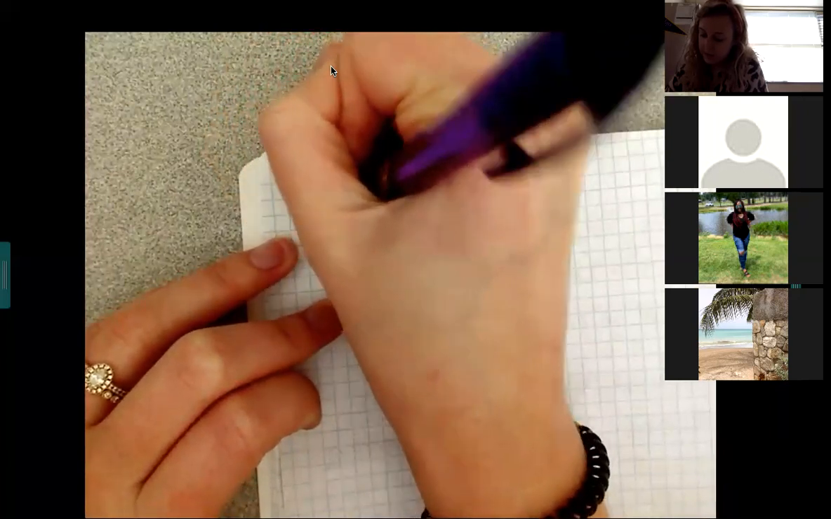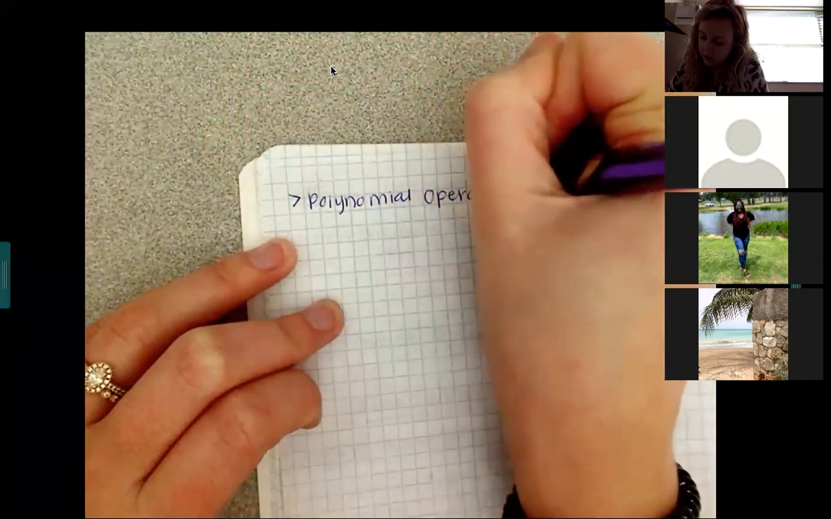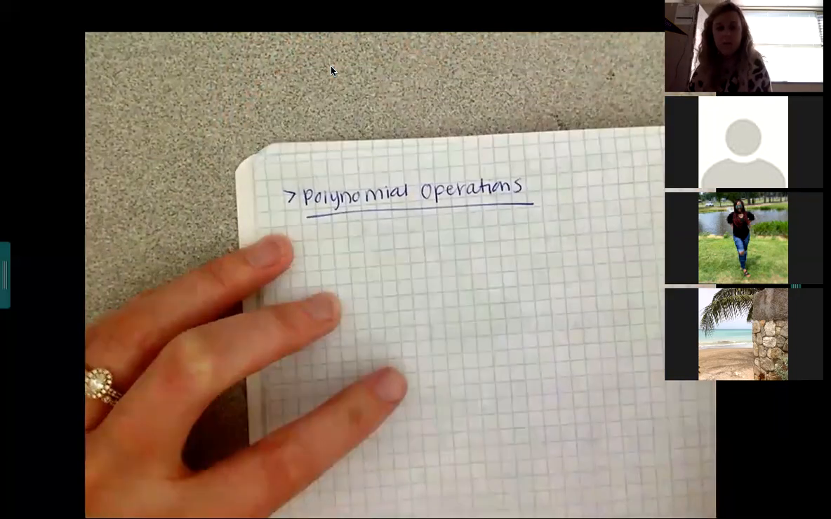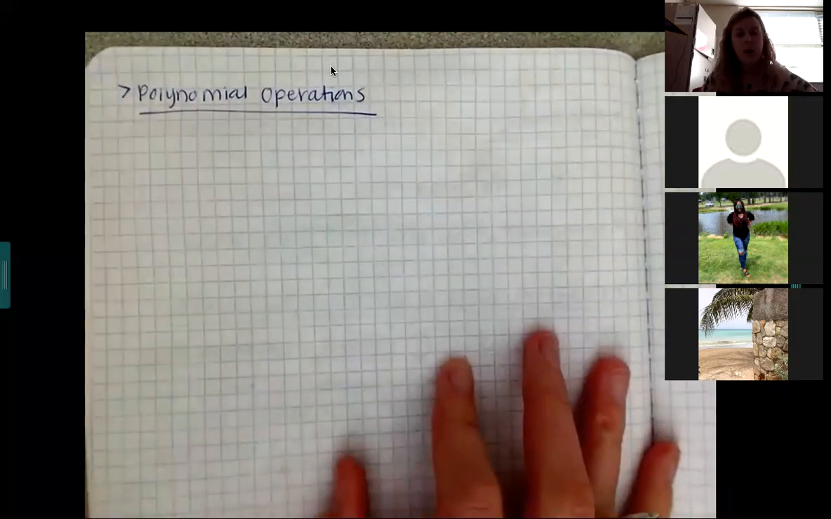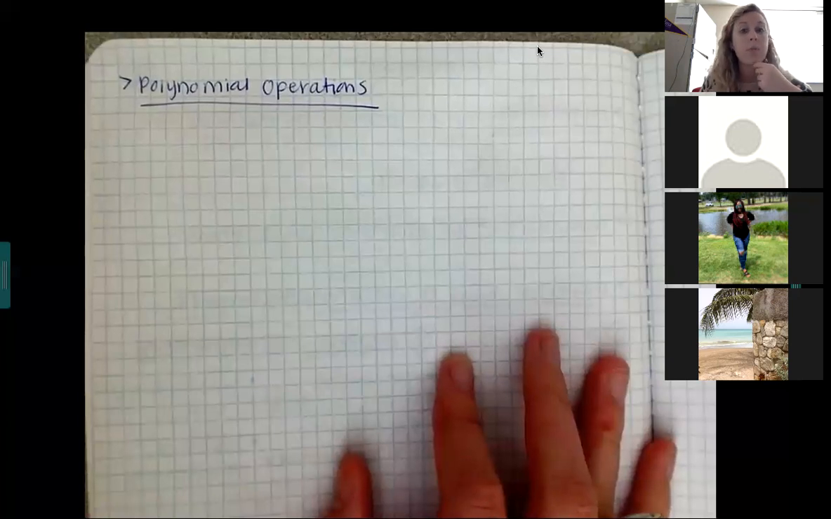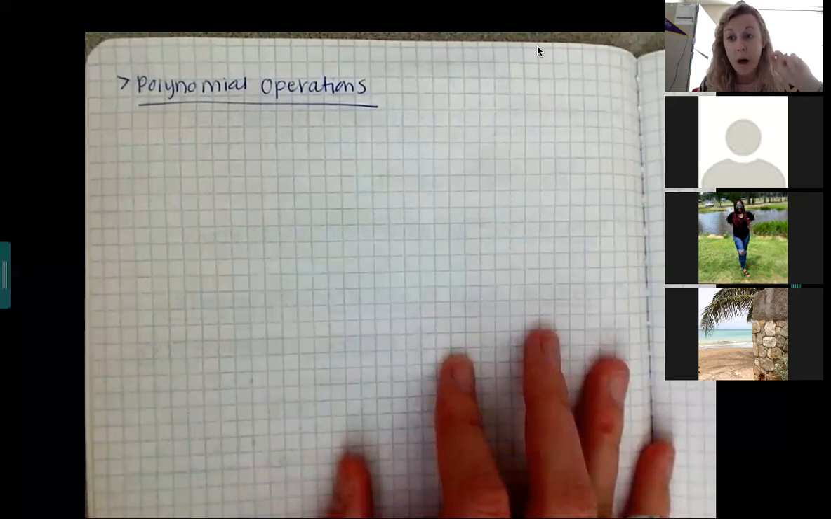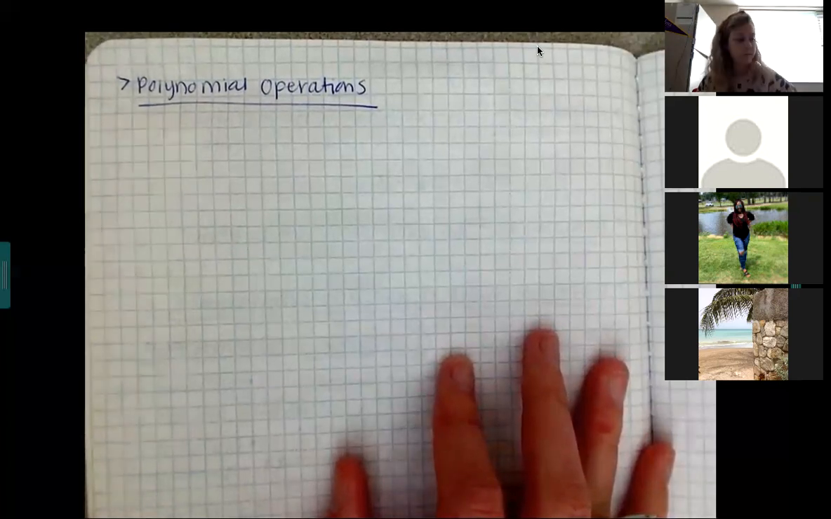All right, so I'm gonna flip my page. And on the back, we're gonna start talking about the different kinds of polynomial operations. In Honors Math 2, we do 3 types of polynomial operations, and it's actually the same 3 you guys did in Math 1. So we're gonna add polynomials, we're gonna subtract polynomials, and then we're going to multiply polynomials. You don't do dividing with polynomials until you get to Math 3 because it's a step up, okay?